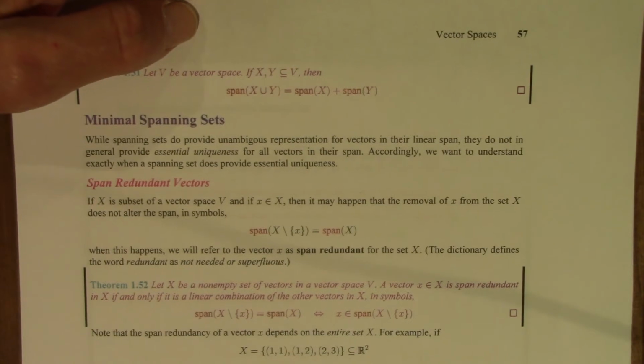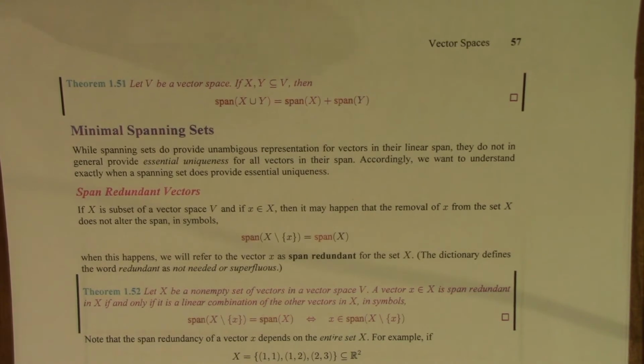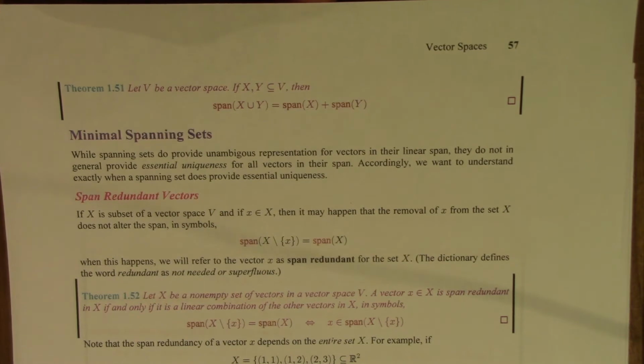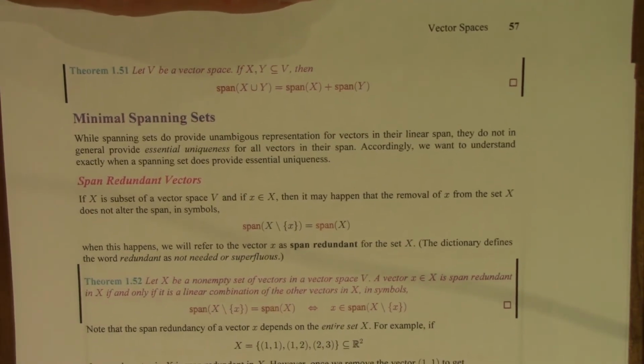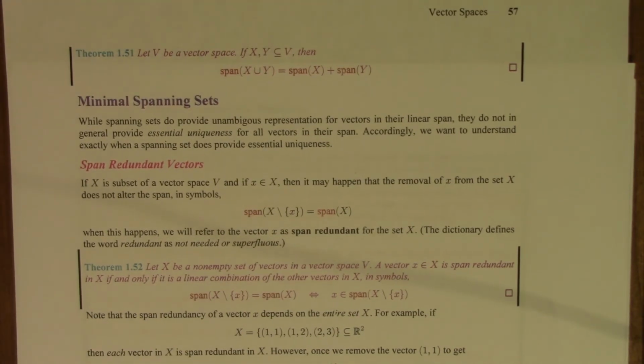While spanning sets provide unambiguous representation for the vectors in their linear span, they do not, in general, provide essential uniqueness, which is the other part of representation that's important. So we need to take a look at when a spanning set for a subspace does provide essentially unique representation and not just arbitrary representation.